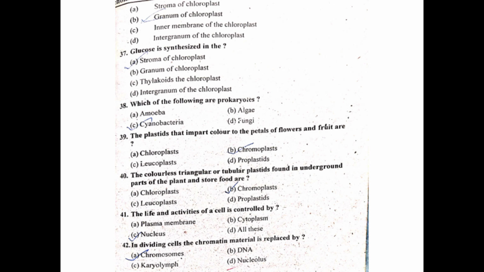The life and activities of cell is controlled by plasma membrane, cytoplasm, nucleus, all these. The correct option is nucleus. In dividing cells, the chromatin material is replaced by chromosomes, DNA, karyolymph, nucleus. The correct option is chromosome.